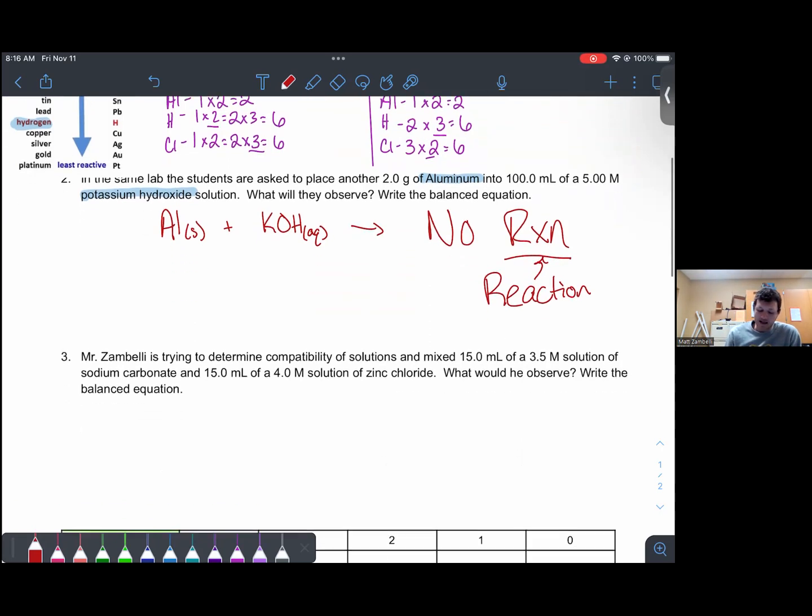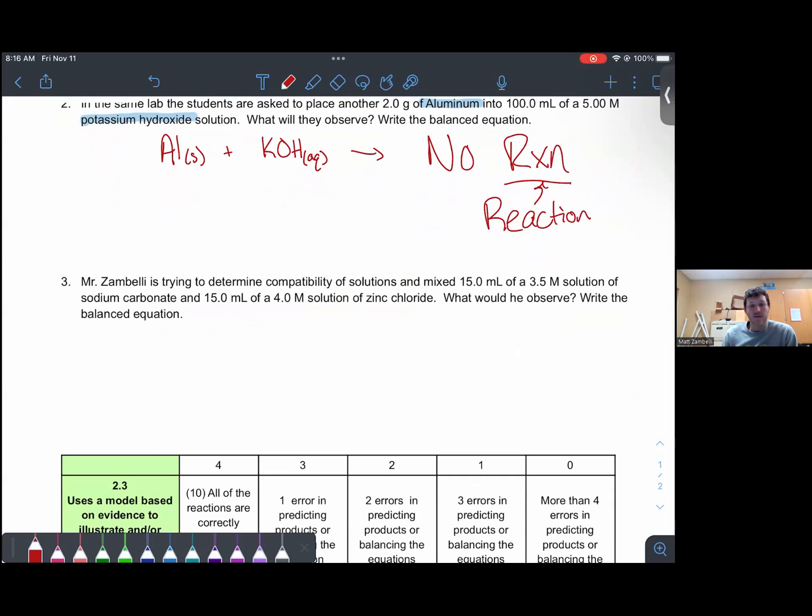All right. Last but not least, Mrs. Zambelli is trying to determine the compatibility of solutions and mixing 15 milliliters of 3.5 molar solution of sodium carbonate. So that's probably important. All right, we're mixing sodium carbonate with 15 milliliters of 4.0 molar solution of zinc chloride. What are we going to observe?